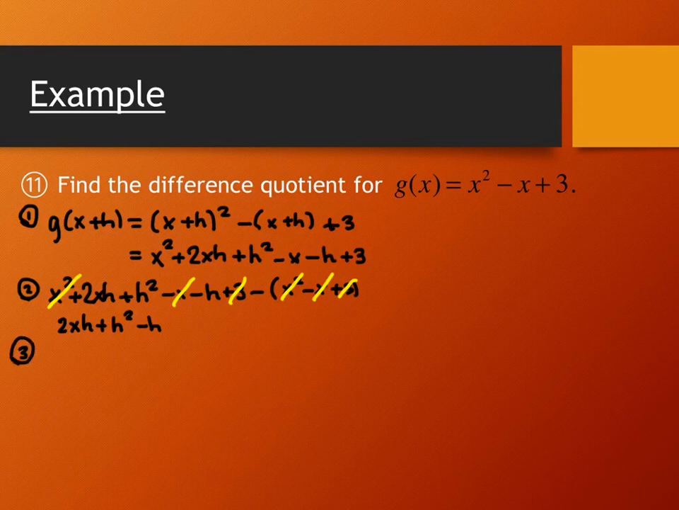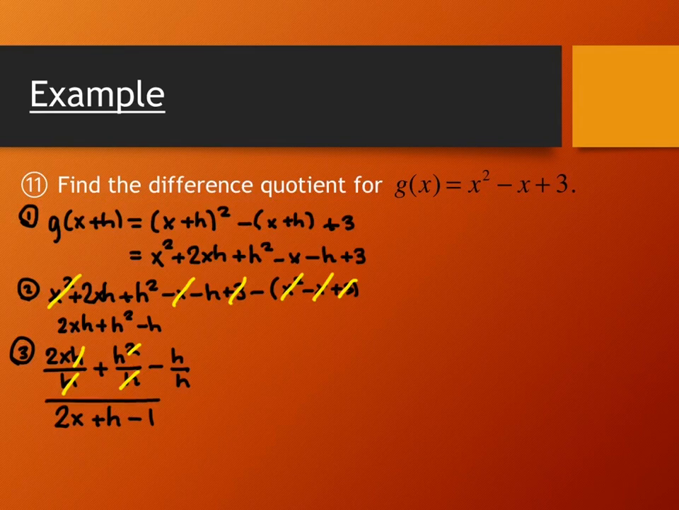And then step 3 is to divide each piece by h, and everything will have an h in it. So this will simplify, again, if we've done the process correctly. Oops, that's a minus h over h. Okay, so 2xh over h, the h's cancel, leaving me with 2x. H squared over h, one of the h's on top cancels with the one on bottom, leaving me with plus h. And then h divided by h is 1. And we're done.